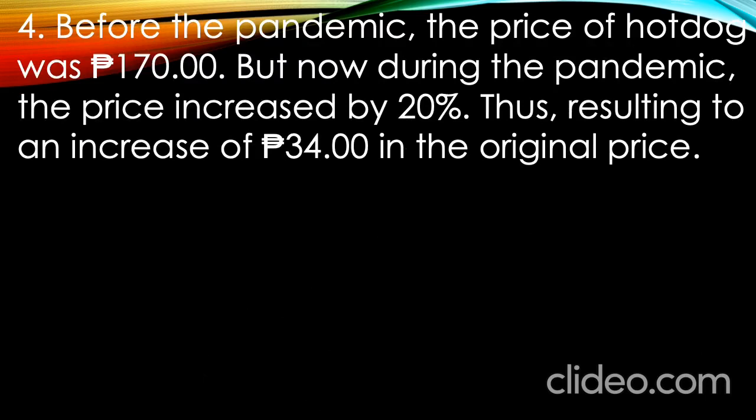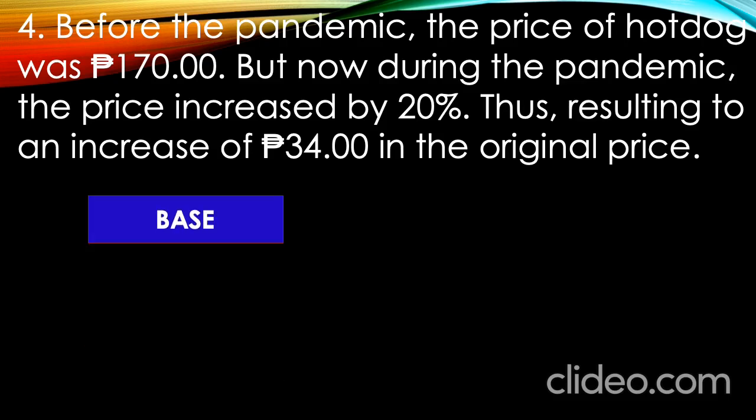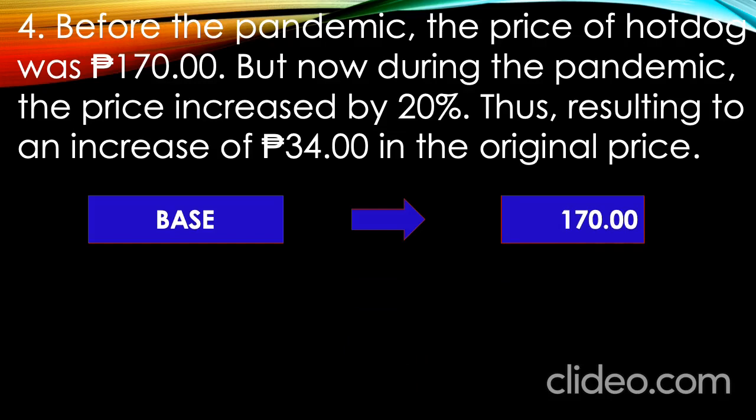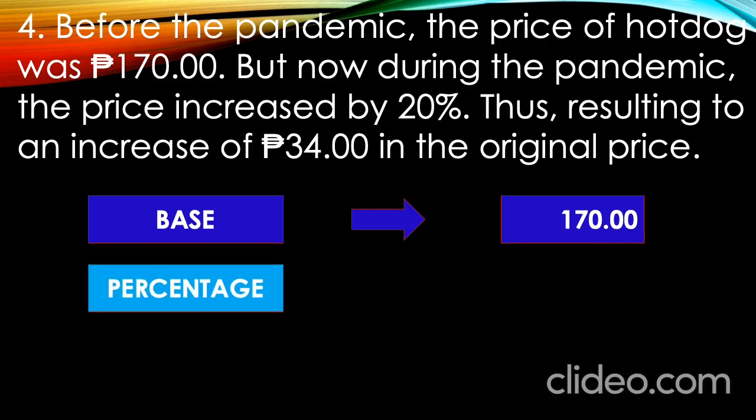Problem number 4. Before the pandemic, the price of a hot dog was 170 pesos. But now, during the pandemic, the price increased by 20%, resulting in an increase of 34 pesos in the original price. What is the base? 170 pesos. The percentage is 34 pesos and the rate is 20%.